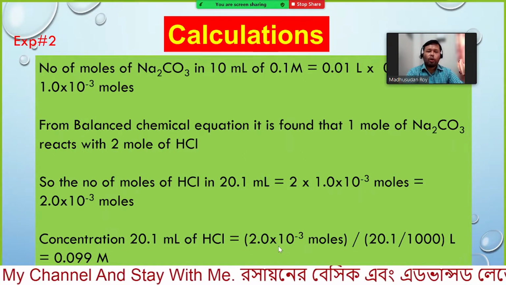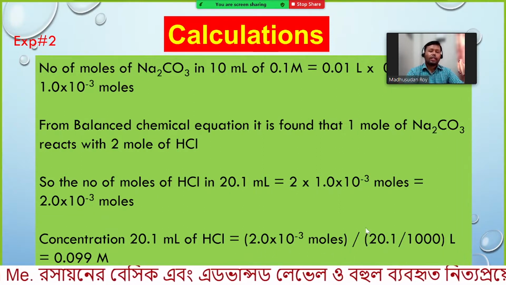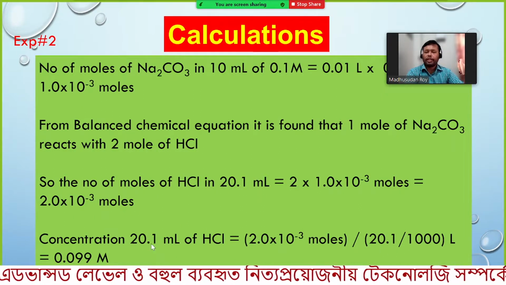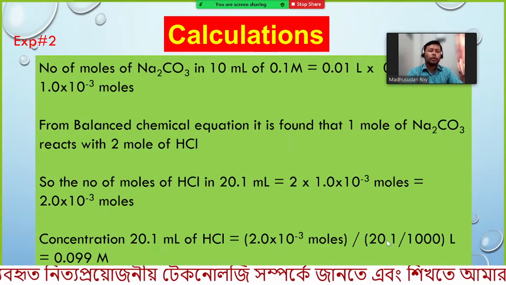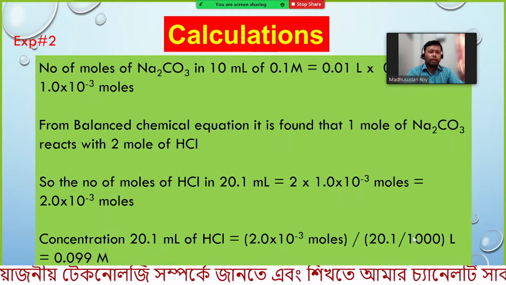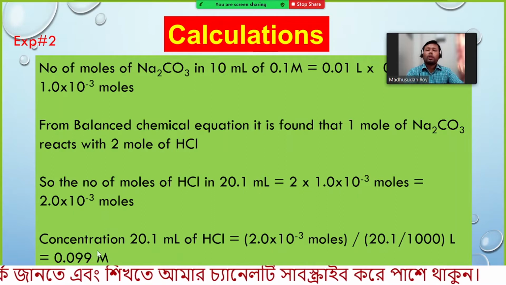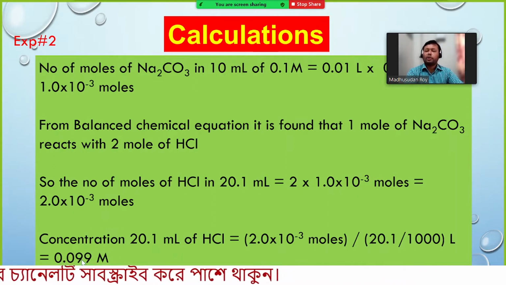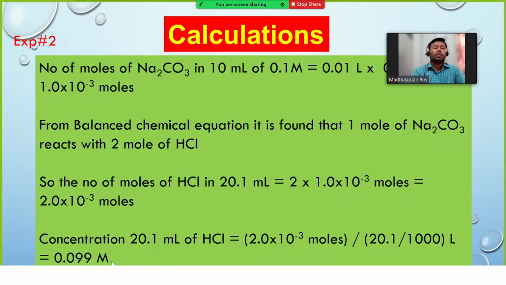This is the number of moles. From here we found 2.0 into 10 to the power minus 3 moles divided by 20.1 milliliter. We have already mentioned 20.1 milliliter, but you need to use liters. So 20.1 milliliter divided by 1000 will convert it into liters. So the final concentration of hydrochloric acid equals 0.099 molar.